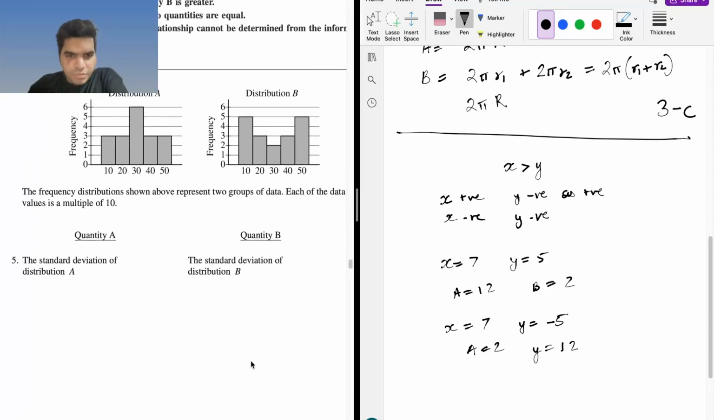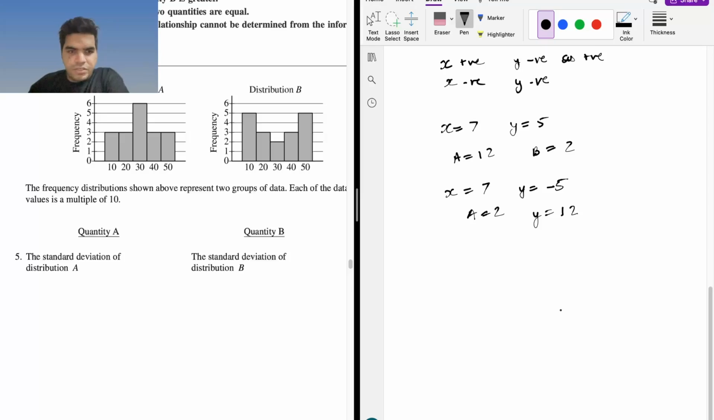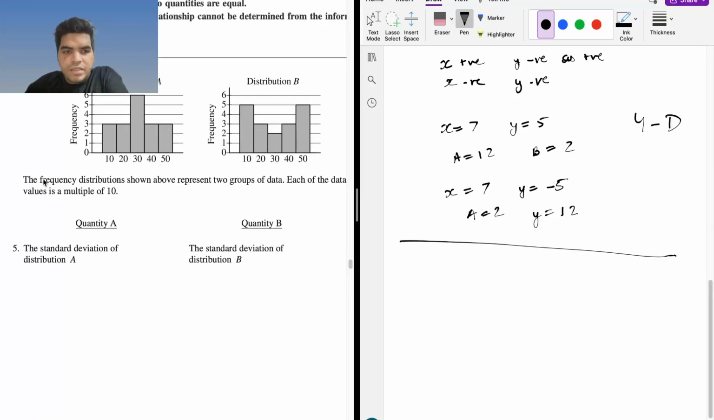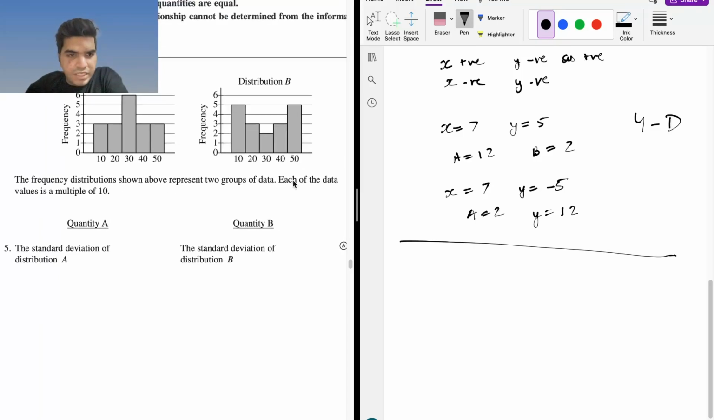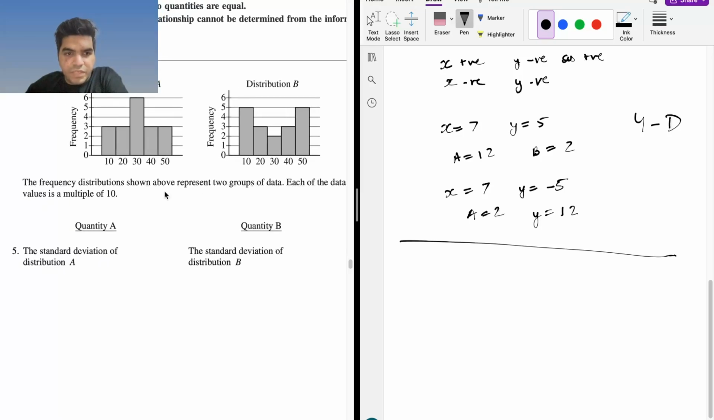Now, let's go to question number five. So four we have is equal to D. Coming to question number five, the frequency distribution shown above represents two groups of data. Each of the data values is a multiple of 10. So the values 10, 20, 30, 40, 50, their frequencies are given in this manner. Now tell us the standard deviation of distribution A or standard deviation of distribution B, which one is higher?